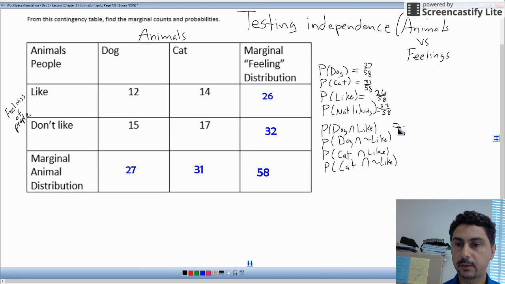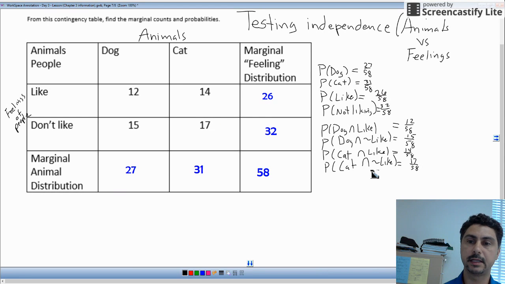Okay, so that takes care of these. And now we have to look at the combinations. The probability of a dog and you like the dog is 12 out of 58. Dog and you don't like the dog is 15 out of 58. Cat and you like the cat is 14 out of 58. And the cat and you don't like the cat is 17 out of 58. So these are the sample probabilities that the evidence is giving us.